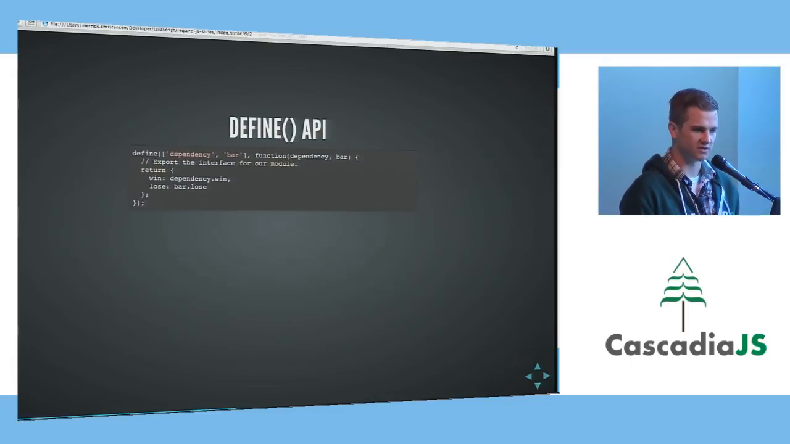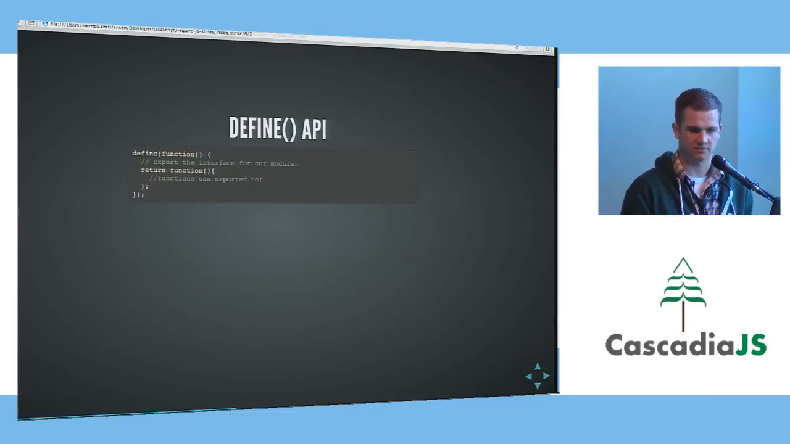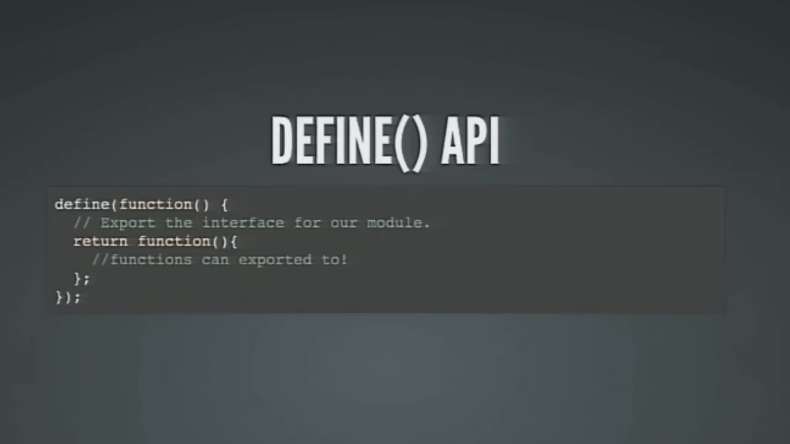If we weren't to name it, you can just omit that first argument, have your two dependencies and your module definition the same. And the dependencies are actually optional as well if you don't have any dependencies for a module. You can just pass in your module definition function and export out your interface.